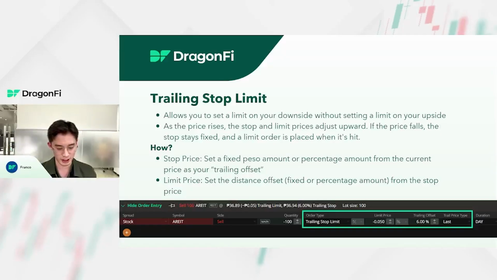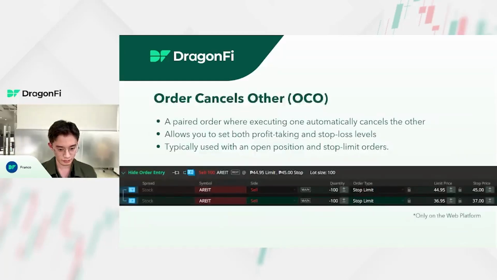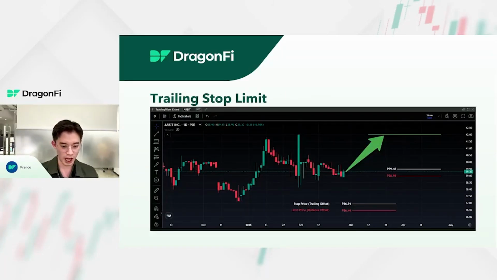But for example, in the next slide, you can see, if A-REIT's price reaches 42 pesos per share, your trigger price, your trailing offset, rises to 39.48, and then your limit price rises as well to 38.98. In this example, I think I changed it to 50 cents. So basically, as the price rises, your stop price, your trailing offset rises as well, and so does your offset distance or your limit price. So that is really helpful when you are trying to follow a trend on any stock.